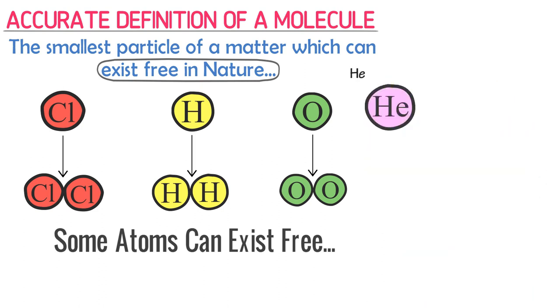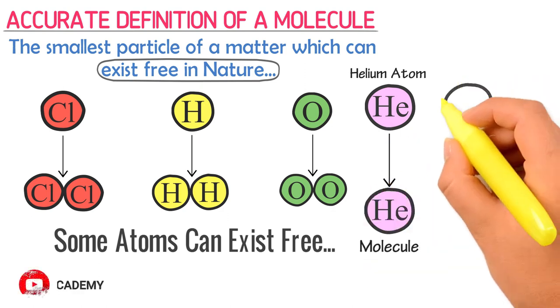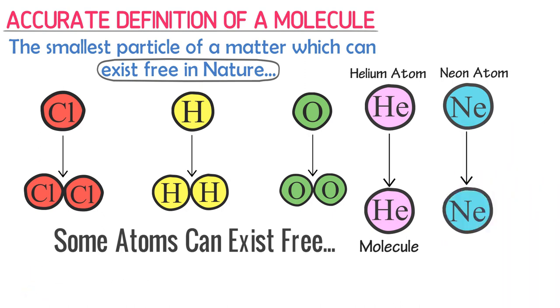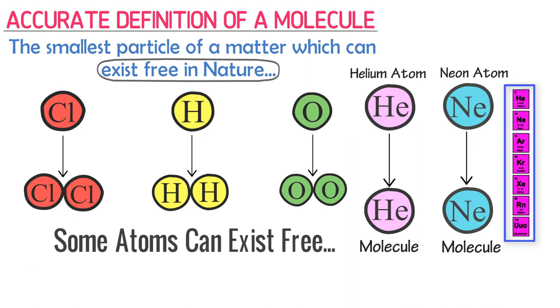Now remember that there are some atoms which can exist freely in nature. For example, consider the helium atom. It can exist freely or independently in nature. Thus, it is also a molecule. Consider a neon atom. It can exist freely in nature. Thus, it is also a molecule. Note it down that all group 8 elements like neon, helium, and krypton are atoms as well as molecules, because they exist independently in nature.